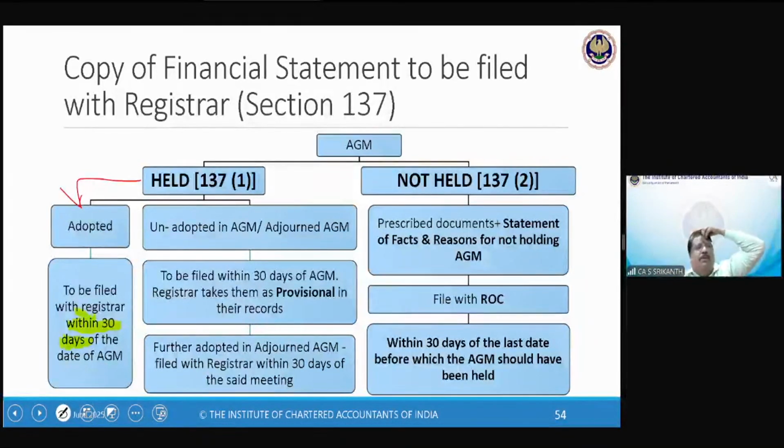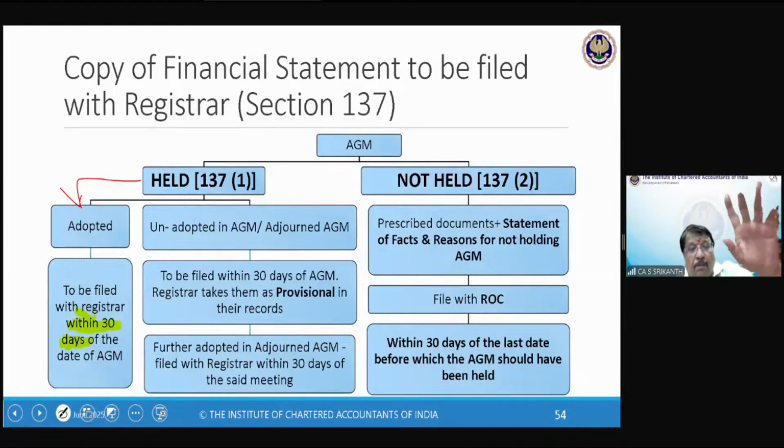85 to 90% of the companies will come in this category. AGM will be held, adopted, filed. Sometimes they may take permission for holding AGM belatedly, then get it adopted, and file within 30 days of the date of AGM. Correct? Another category.